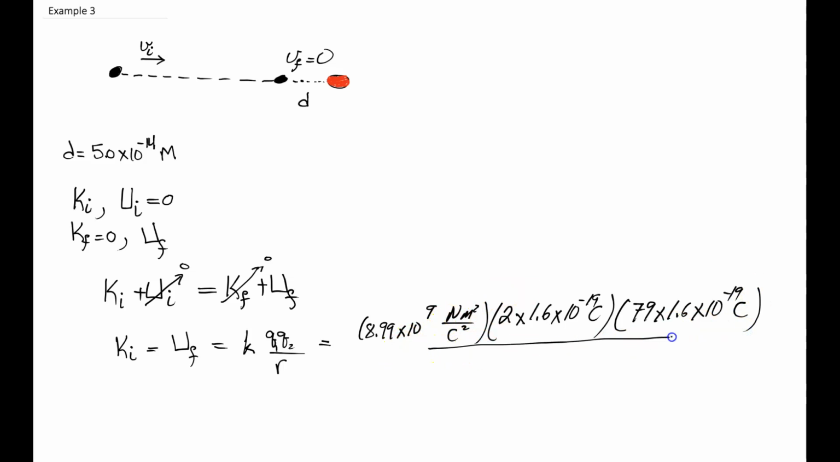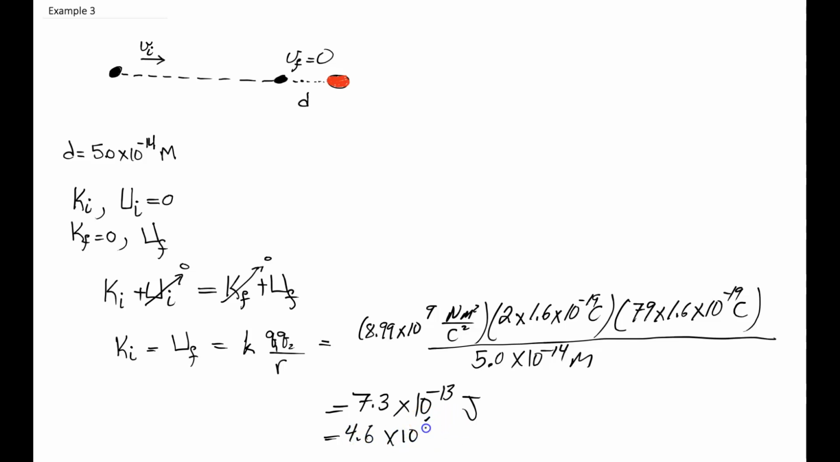And the stopping distance between them R is going to be our D, which is 5.0 times 10 to the negative 14th meter. And this will give us 7.3 times 10 to the minus 13 joules, which is the same as 4.6 times 10 to the 6th electron volts, or 4.6 mega electron volts.